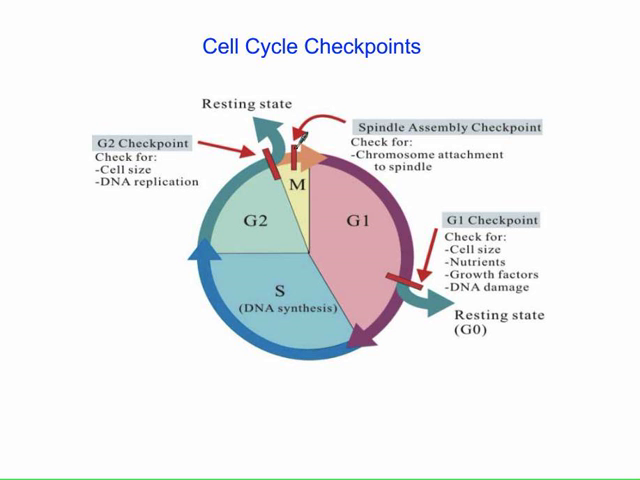So during the M phase checkpoint, it'll check to make sure that all the spindle fibers are attached correctly to the chromosomes. In G1, it checks to make sure that cell size is good, that there isn't any DNA damage. In G2, it'll check again cell size, DNA replication, preparation for mitosis, etc.